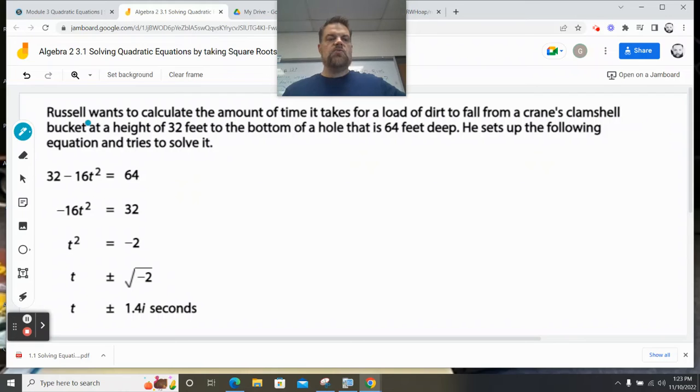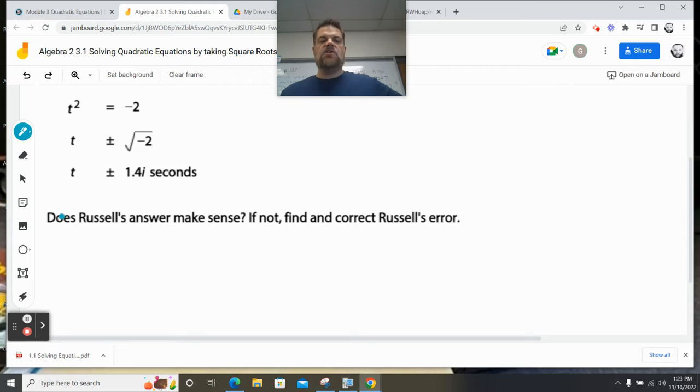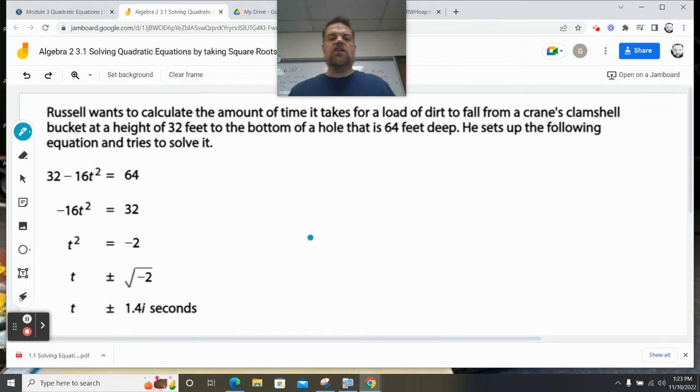All right, so this one says Russell wants to calculate the amount of time it takes to load dirt to fall from a crane's clamshell bucket at a height of 32 feet, right? To the bottom of a hole that is 64 feet deep. He sets up the following equation and tries to solve it. So he does a bunch of math, and then it says, does Russell's answer make sense? If not, find the correct answer.